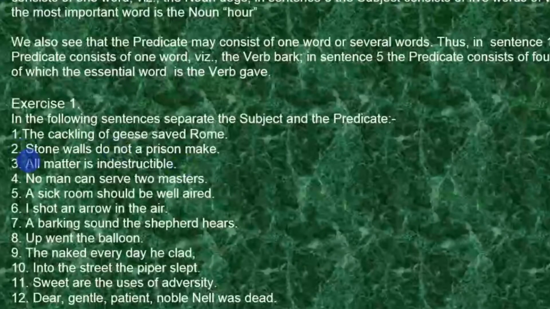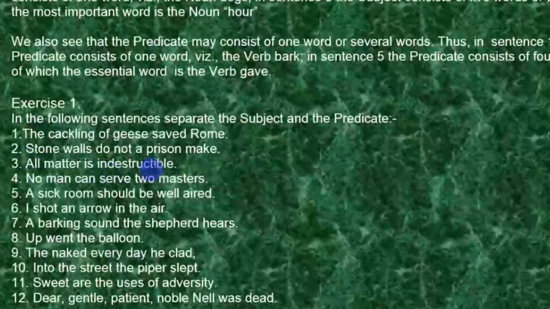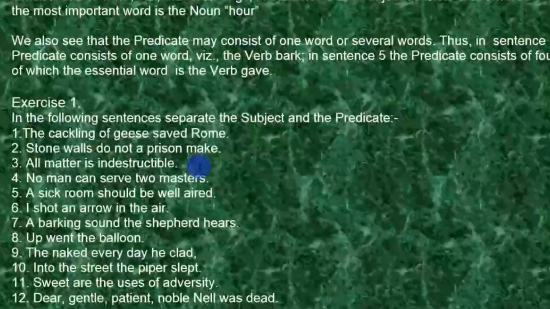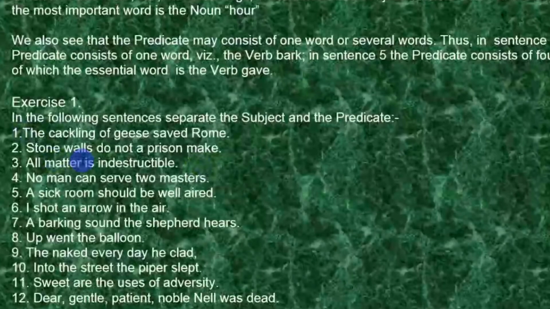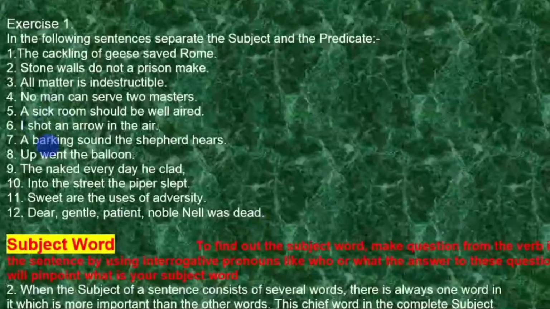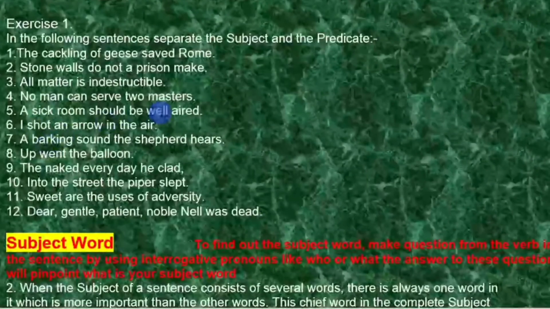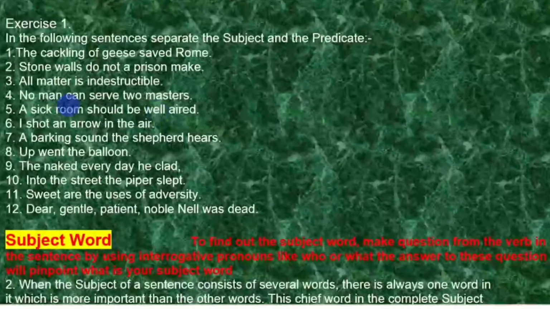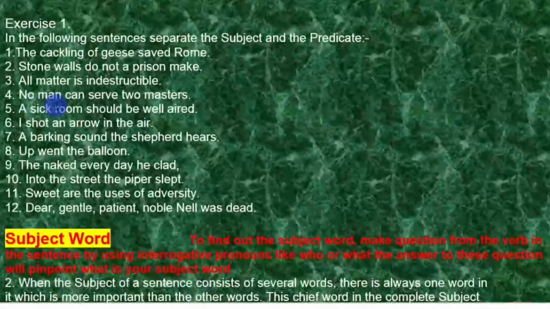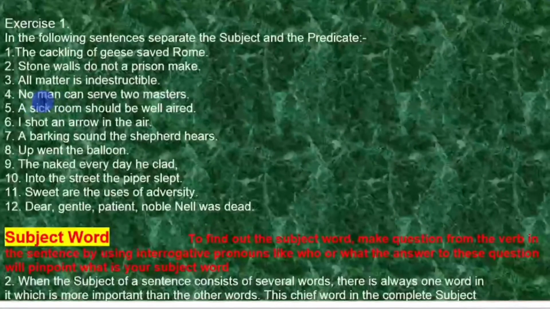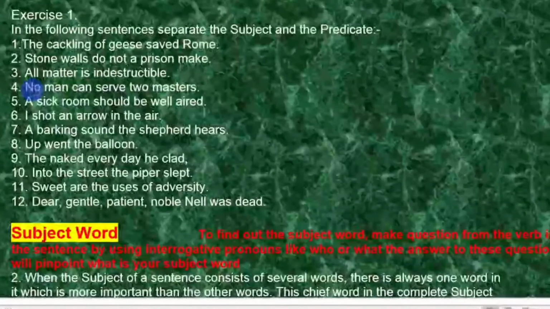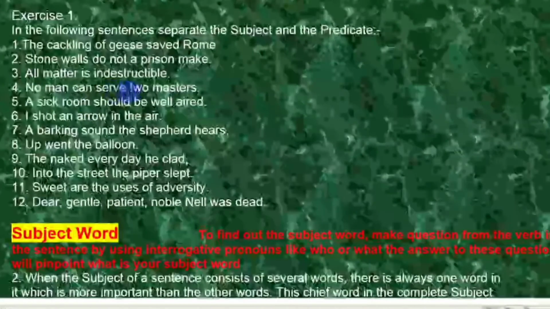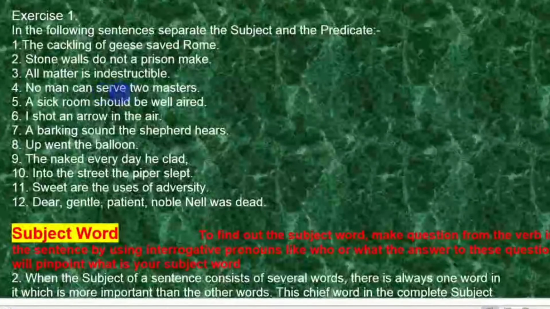Again, sentence number 2, stone walls do not a prison make. What do not a prison make? Stone walls. So stone walls is our subject. Next one is, no man can serve two masters. Who can serve two masters? No man. So man is our main noun, that is our subject, and no is our adjective, and serve two masters. So our predicate is starting from serve two masters.